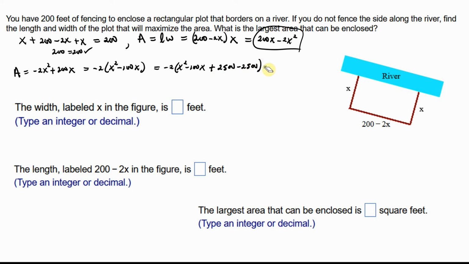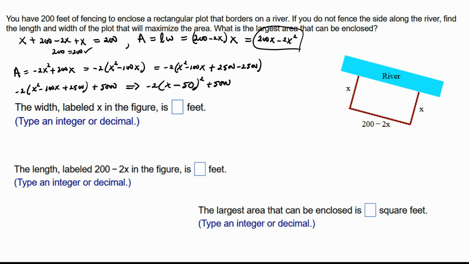Close that up. Take the negative part out. I have negative 2 times, this is x squared minus 100x plus 2,500. On the outside, this is plus 5,000. And this gives me negative 2. Factor the parentheses, perfect square trinomial. This is x minus 50, all to be squared, plus 5,000.